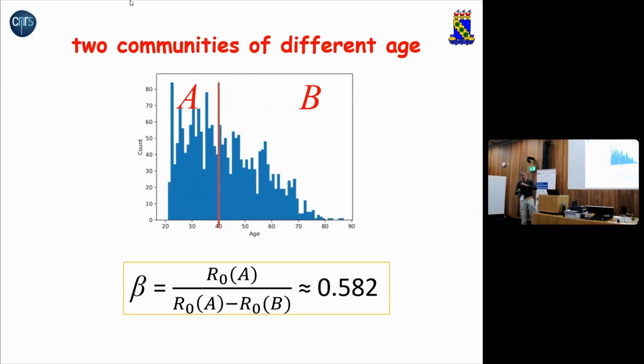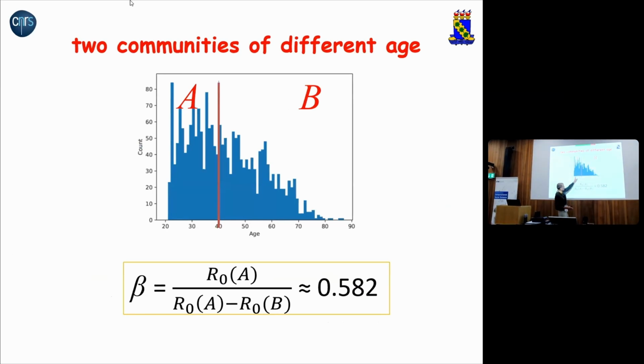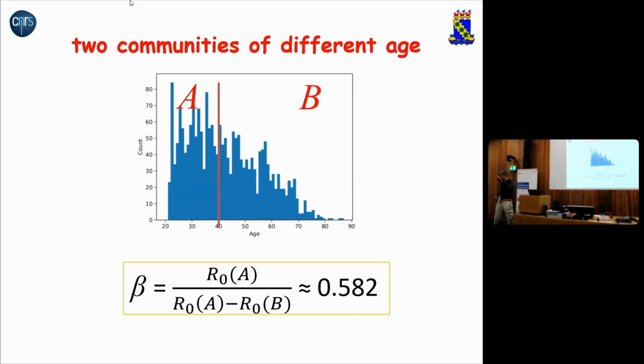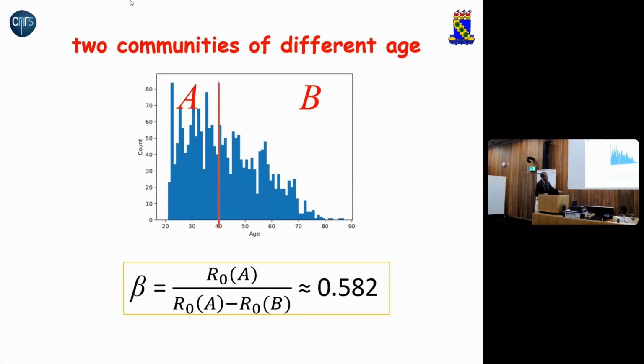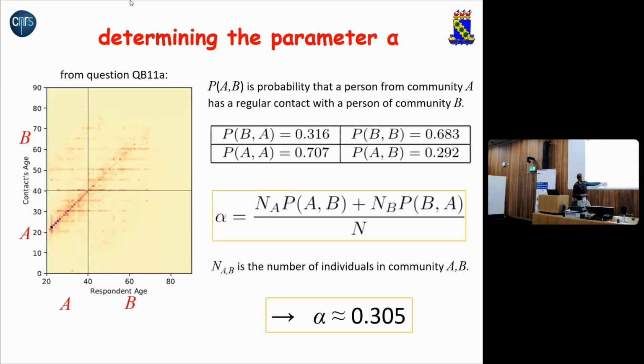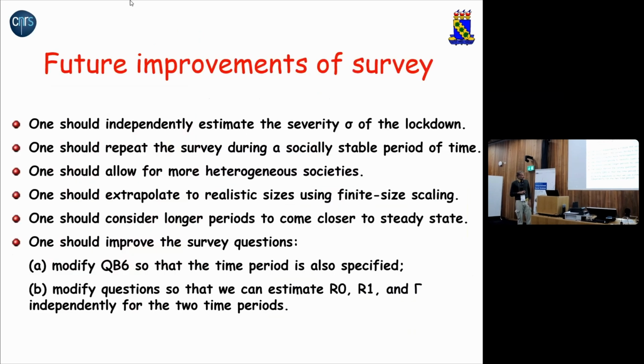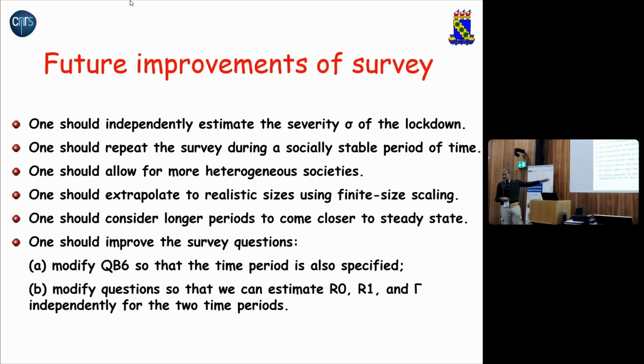We also looked at 2 different communities at 2 different ages: everybody below 40 and above 40 are the 2 communities. By the questionnaire, which said who is friends with which age, we could also obtain the beta and the alpha of this model. But what we have not yet done is the simulation of this beta and alpha. So summarizing, we have learned a lot about how to improve our survey. Next time we'll make it better.